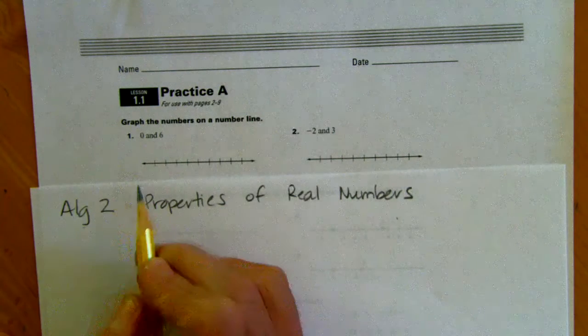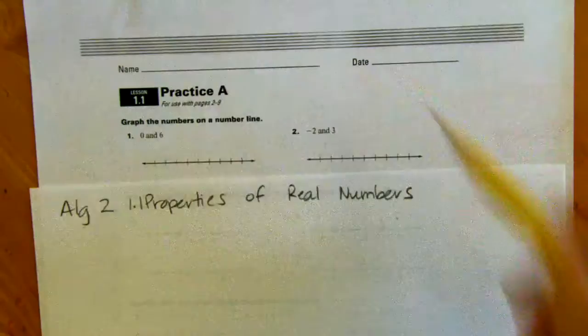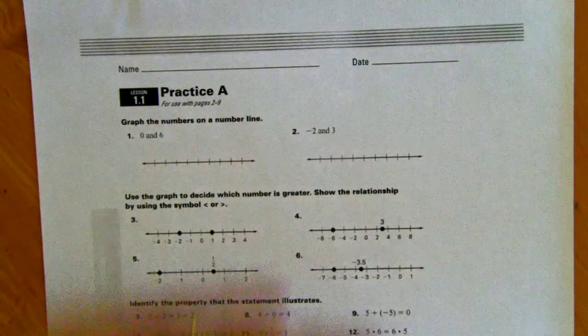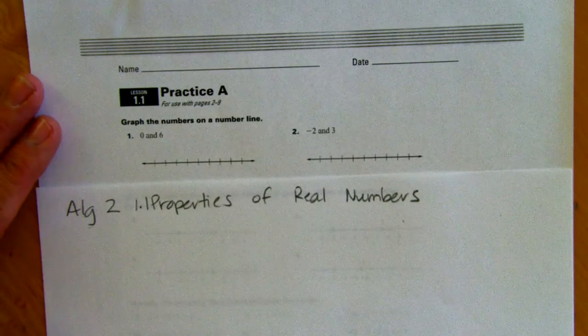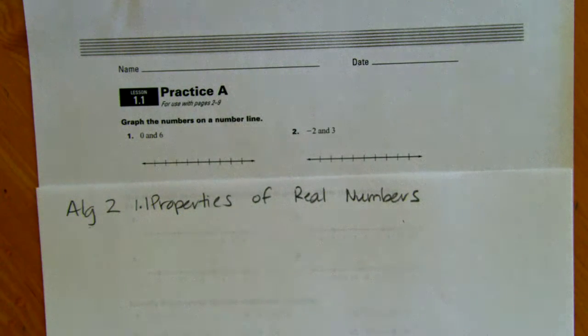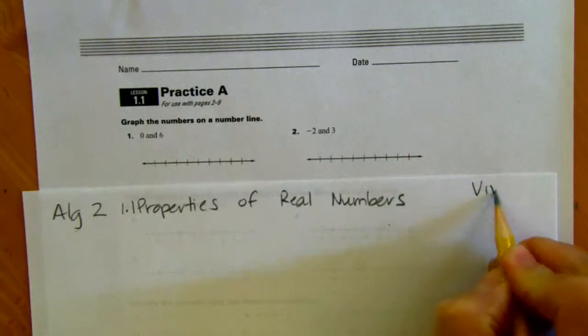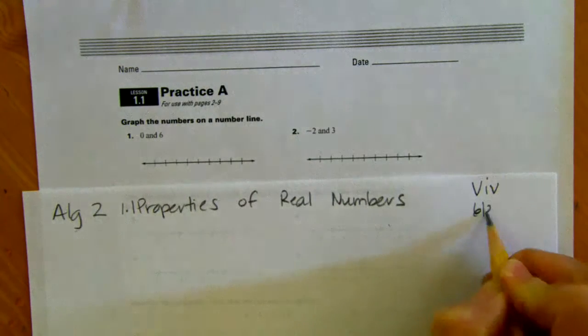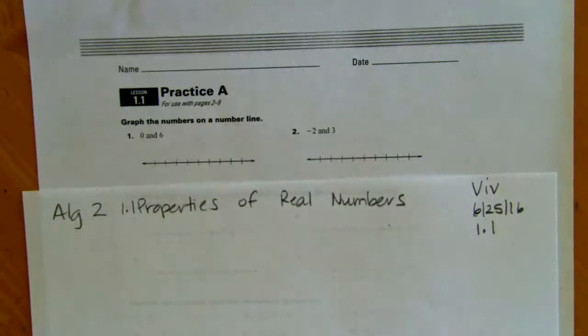This is 1.1, Properties of Real Numbers. I do not want the worksheet. I don't want this. I want to see on your practice page what you're doing. So in the upper right hand corner, you'll put your name, the date, and what the assignment is. In this case, 1.1 is fine.